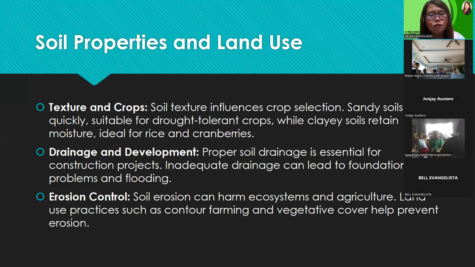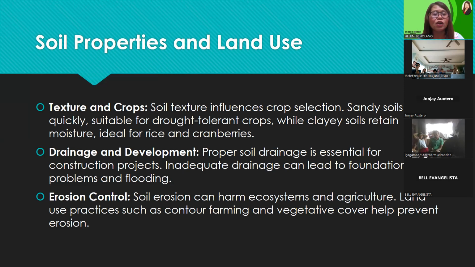So make use of what you have learned because it will contribute not only to yourselves, to your family, but to the rest of the generations. Then we have also soil properties and land use. Number one to consider is the texture and crops. Soil texture influence crop selection.